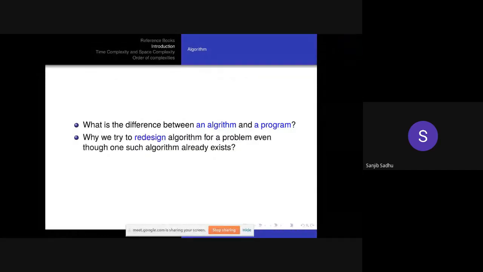Why do we try to redesign algorithms for a problem even though an algorithm already exists? Next question. Sir, to optimize the time complexity or the storage complexity, the space complexity. Yes. For example, there already exist so many sorting algorithms. Why are you designing so many sorting algorithms? Initially, one of the brute force sorting algorithms, can you tell me? It takes a lot of time. A linear search. Bubble sort is much better. I am asking about very inefficient ones.